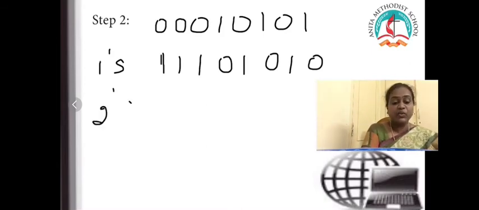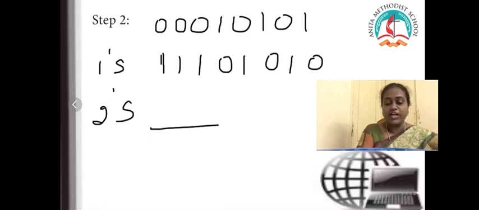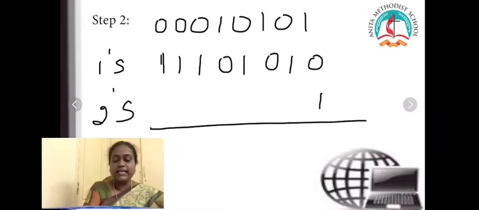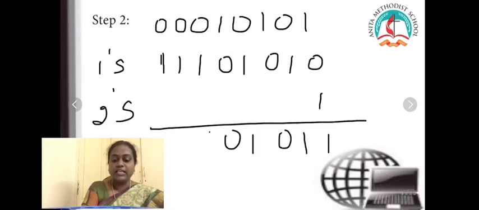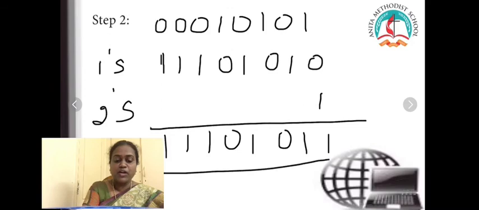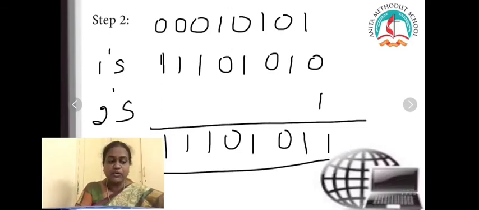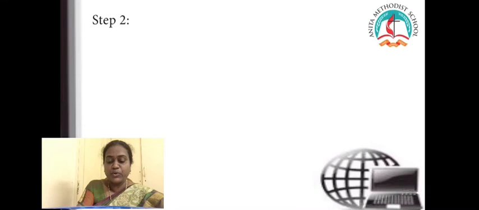Then I have to convert this number into 2's complement. If I add 1 to this number, then it is 2's complement. So 0 and 1 will be 1. The straightaway 1 will be here, then 1 1 1 0 1 0 1 1. So this is my correct value. Okay, so I have converted this into its 2's complement. Now I am going to do the third step.